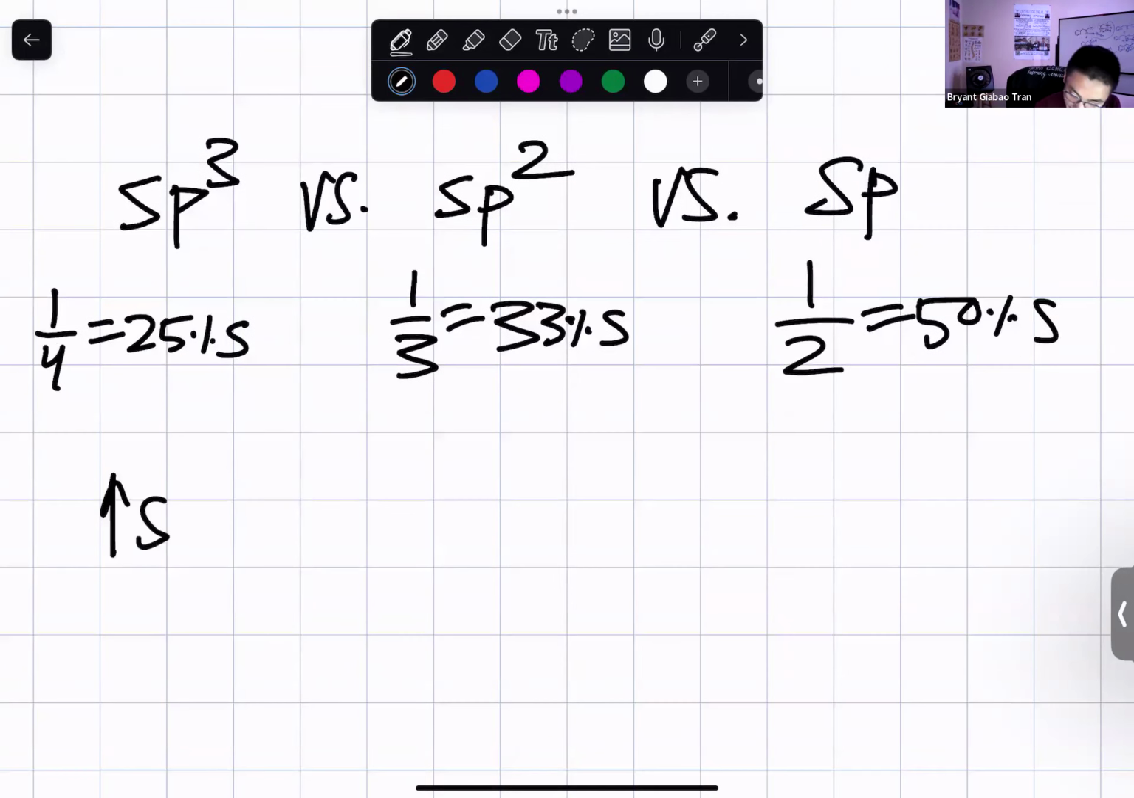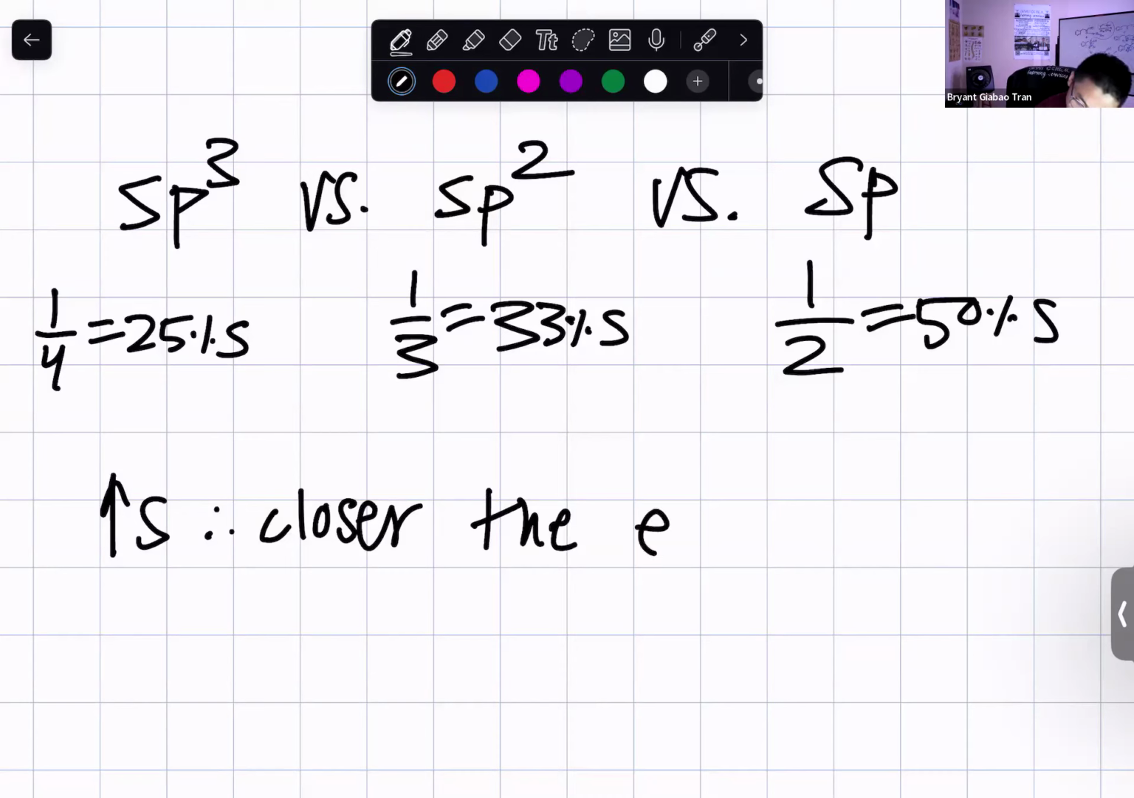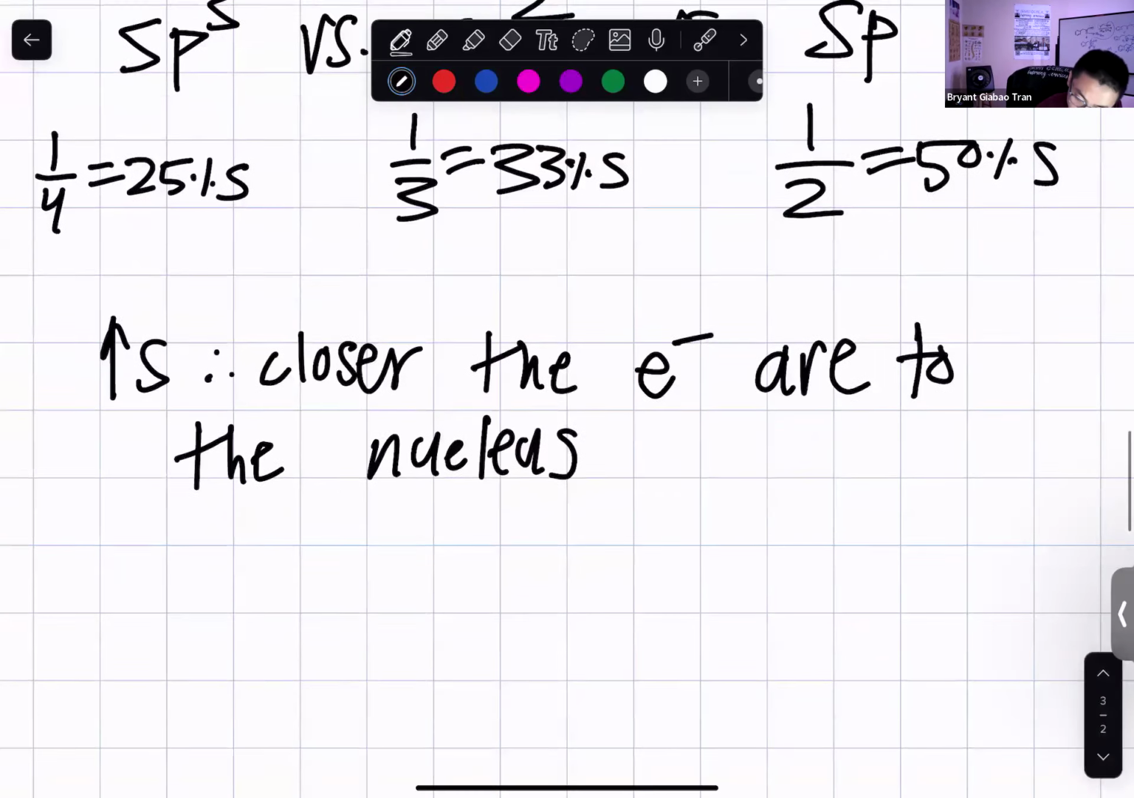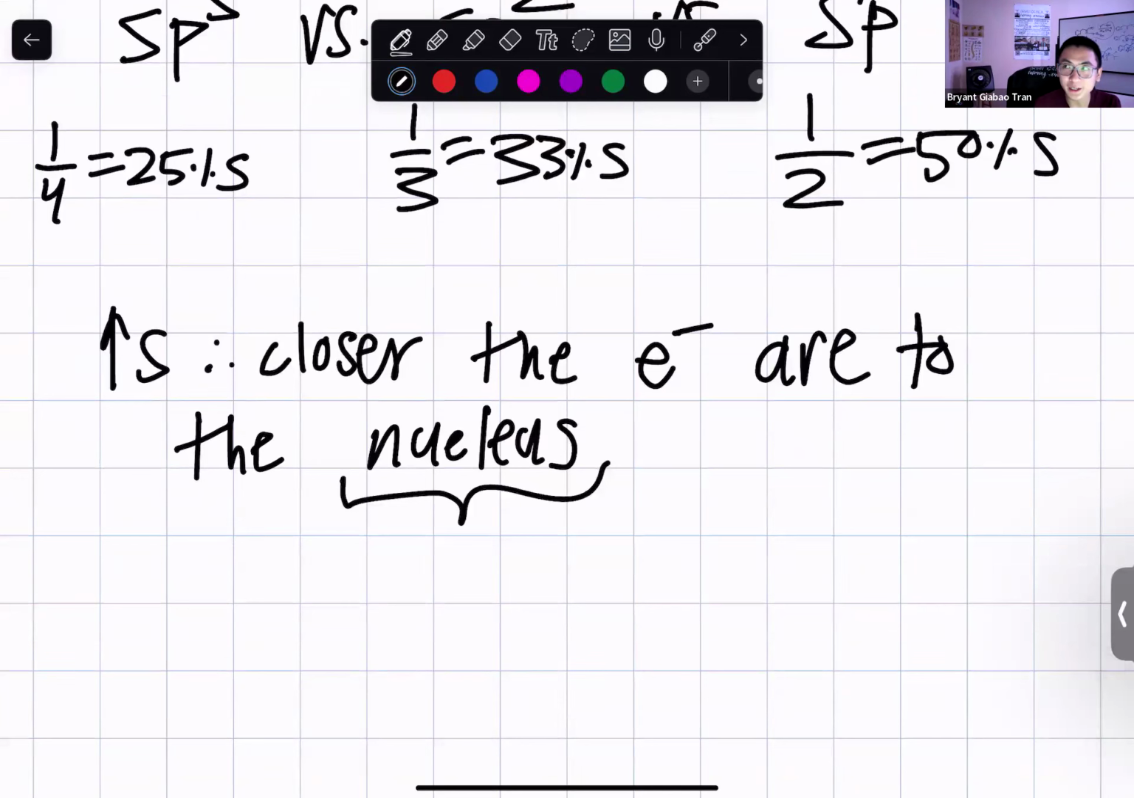The more s character an atom has, the closer the electrons are to the nucleus, right? And do you guys remember what subatomic particles are in the nucleus, like electrons are in the orbitals, what are in the nucleus? And what charges do they have?